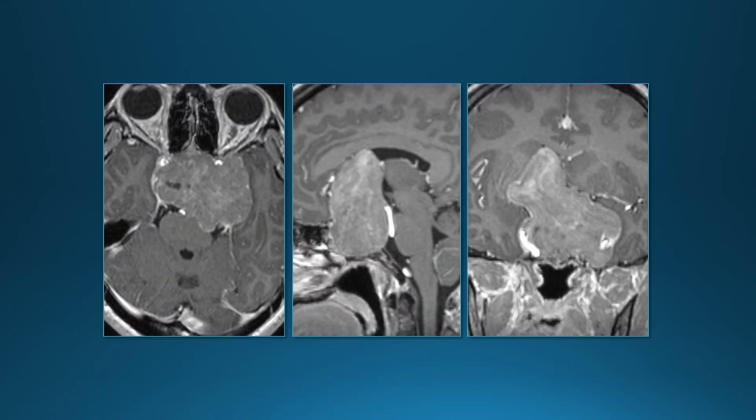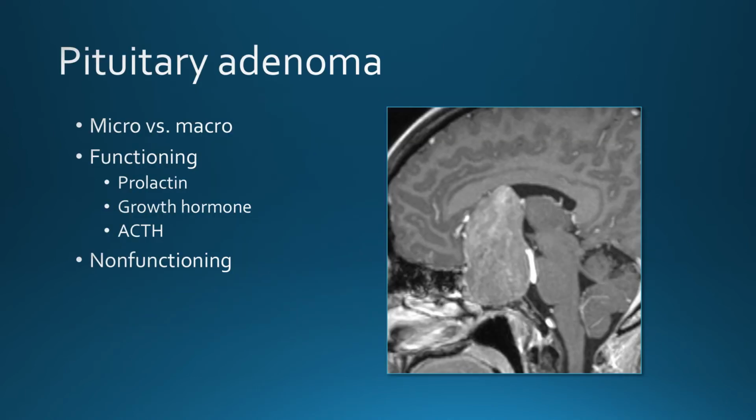So first, a patient with a large sellar and suprasellar mass that markedly expands the sella here. It looks like a bunny rabbit on the coronal images. And this is a pituitary macroadenoma. So macro basically just means more than 1 centimeter, micro less than 1 centimeter.